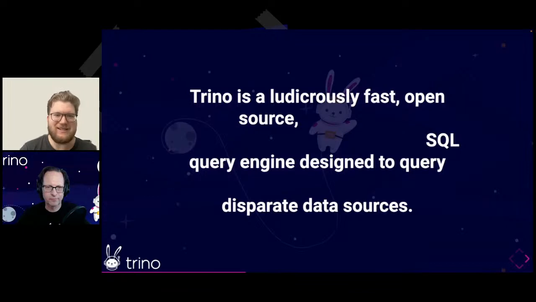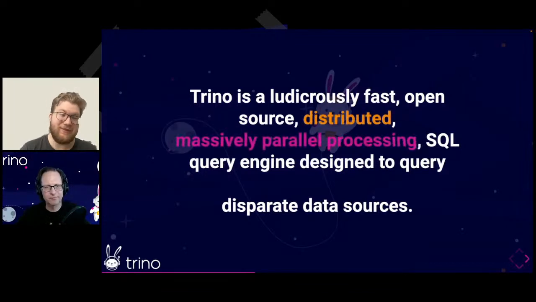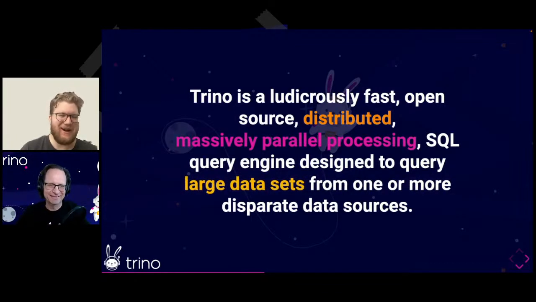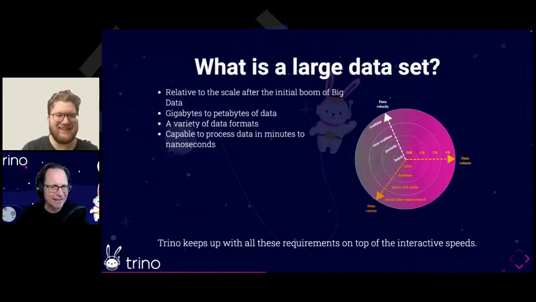So we can finalize our definition. We finally got the word distributed in there. So our formal definition of Trino is that Trino is a ludicrously fast, open source, distributed, massively parallel processing SQL query engine designed to query large data sets from one or more disparate data sources. And Manfred, when we say large, it's a bit of a subjective word. Is a gigabyte large? Is a terabyte large? A gigabyte database is also considered a tiny, tiny database.